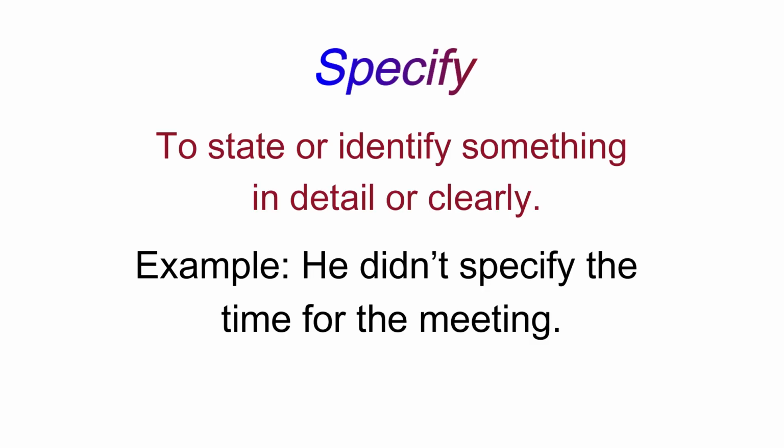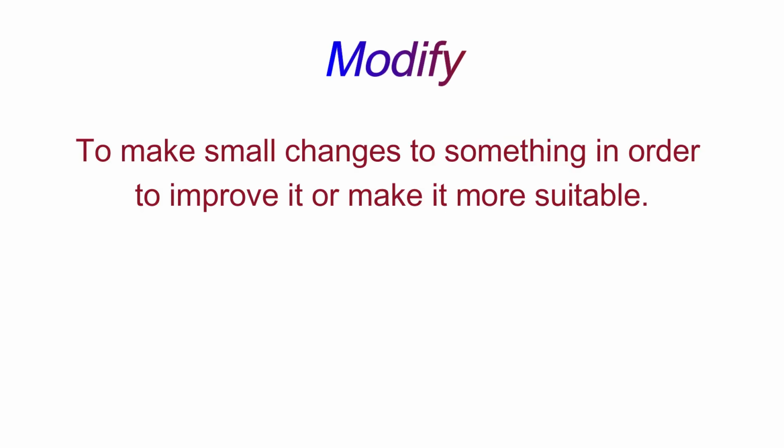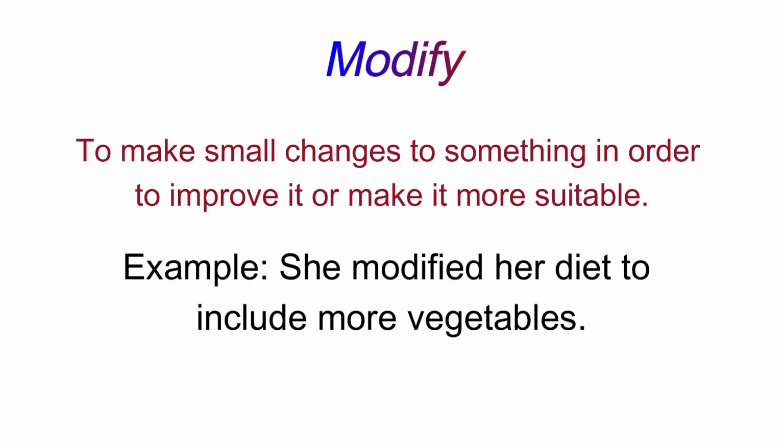Specify: to state or identify something in detail or clearly. Example: he didn't specify the time for the meeting. Modify: to make small changes to something in order to improve it or make it more suitable. Example: she modified her diet to include more vegetables.